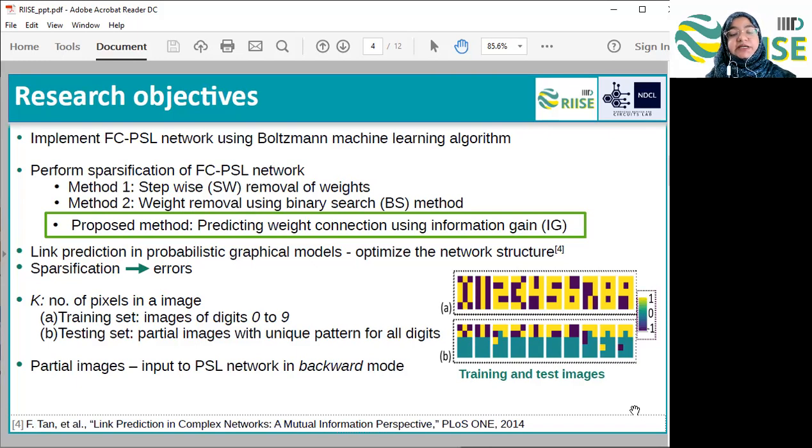Moving on, link prediction is a widely discussed method in literature in context of probabilistic graphical models. Also, the sparse network is expected to be erroneous. So an error matrix is defined to bound the number of connections that can be removed. Figure on the right shows all the instances from the training and the test digit image set. So partial images are given to the PSL network in the backward mode and the network performs the image completion.